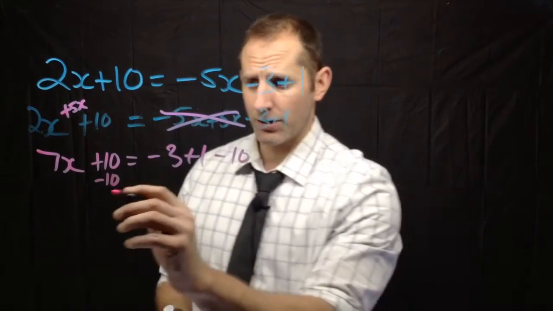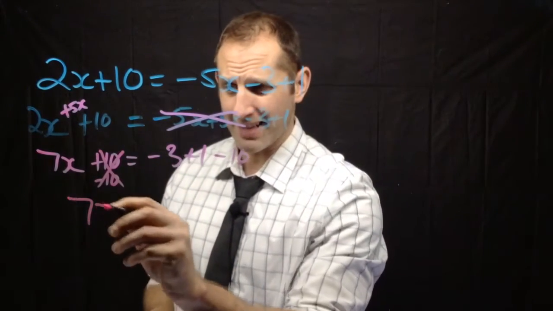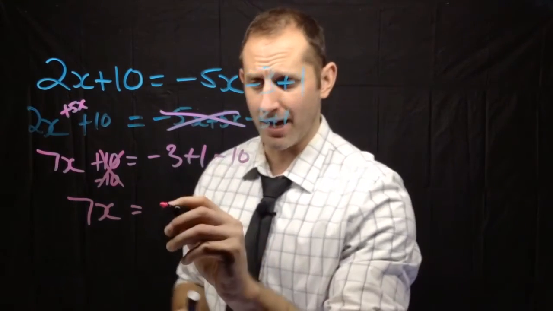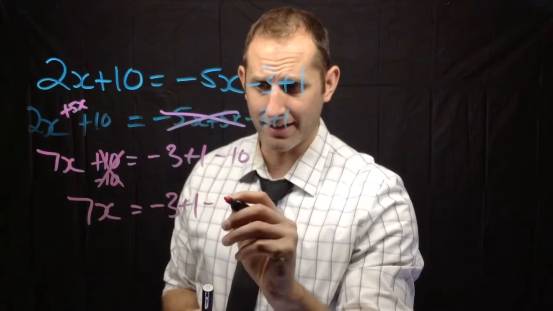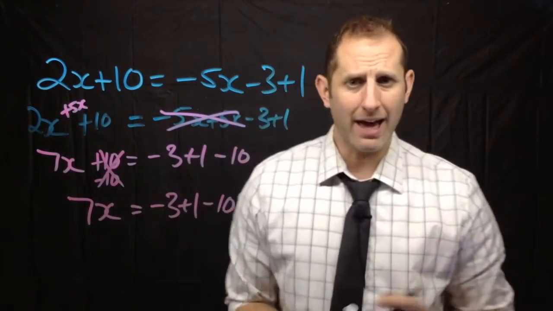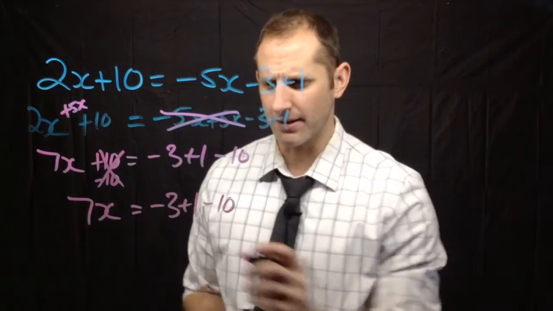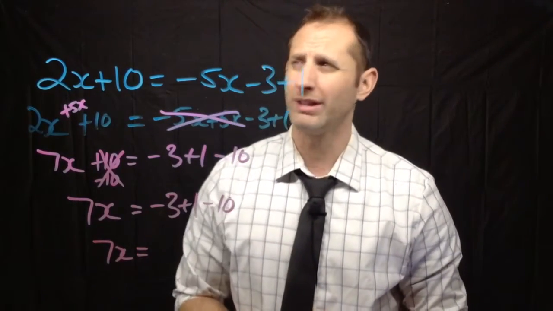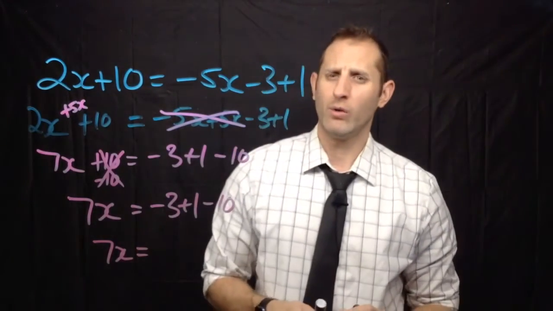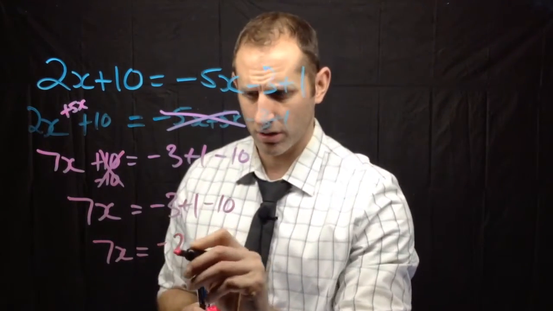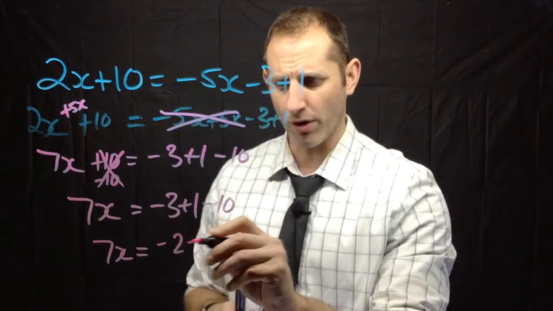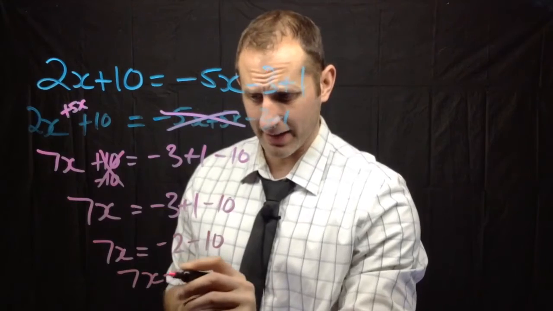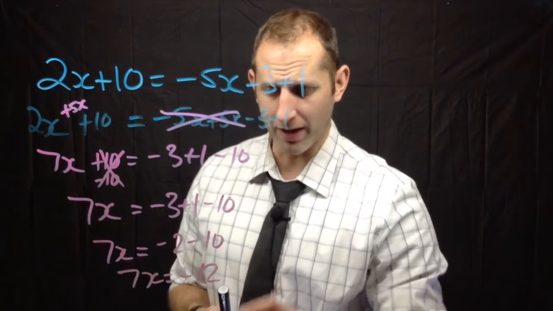Yeah, that is correct. That leaves me with that canceled out. I have 7x, and that is going to be equal to negative 3 plus 1 minus 10. So now all I have to do is try and figure out what this is. So I would have 7x's is equal to negative 3 plus 1. Well, negative 3 plus 1 would be negative 2. And then I'm subtracting 10 more from it, which gives me 7x is equal to negative 12.